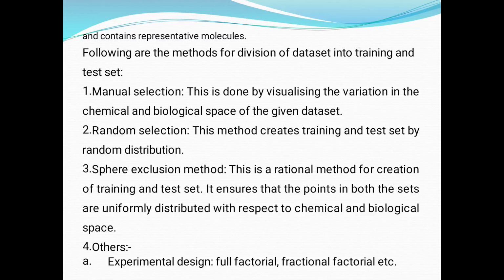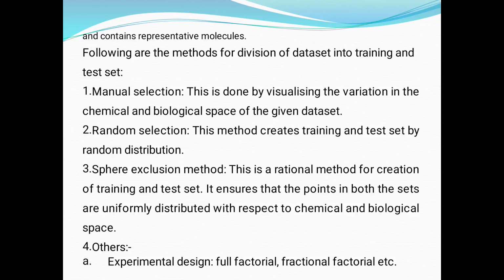So what are the methods for division into test set and training set? I personally use manual selection. This is done by visualizing variation in chemical and biological space of the given data set. Okay, visualizing or looking at the compounds. And the variation has to be judged using certain knowledge of chemistry. Then random selection, this method will randomly select molecules.